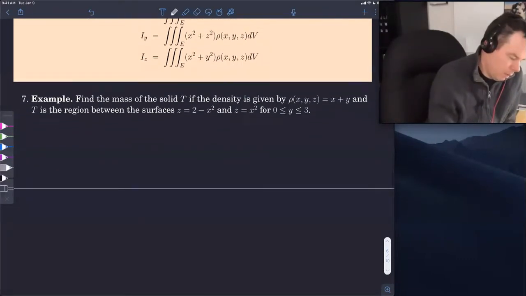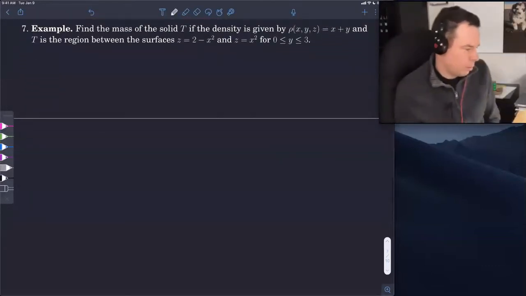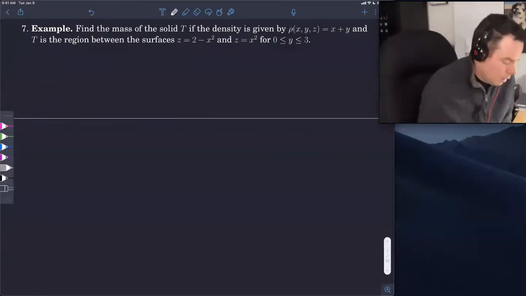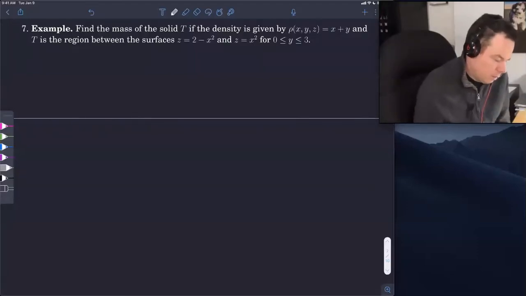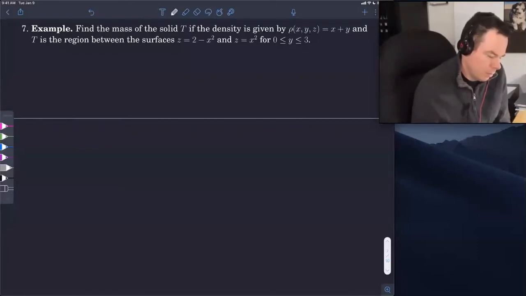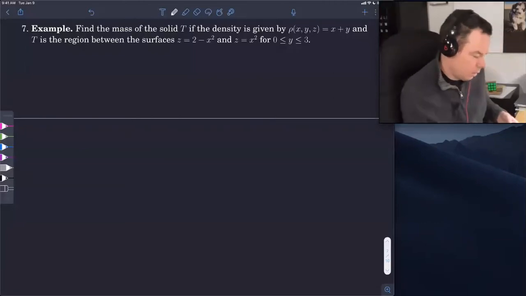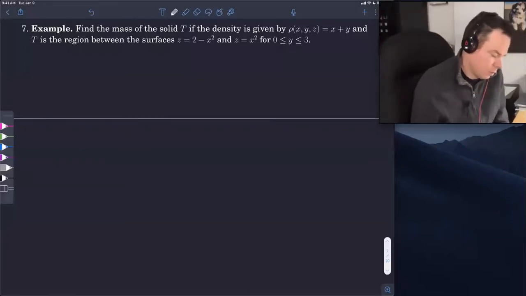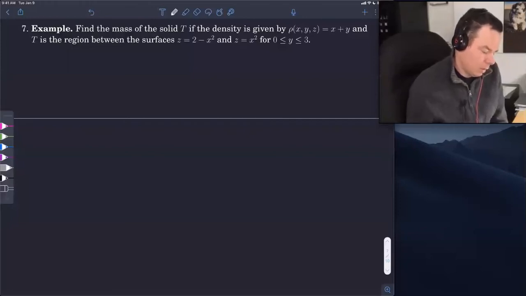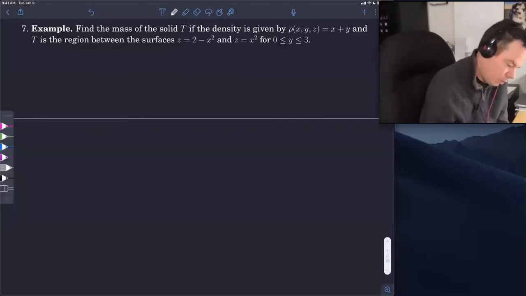So let's go ahead and do another example. Let's find the mass of the solid T, which has a density function rho, which is x plus y. So the density only depends on the xy coordinates, not the z coordinate of a point making up the surface, or sorry, the solid. And T is the region that's trapped between surfaces z equals 2 minus x squared and z equals x squared, where y is trapped between 0 and 3. So we'll get a sketch of this.